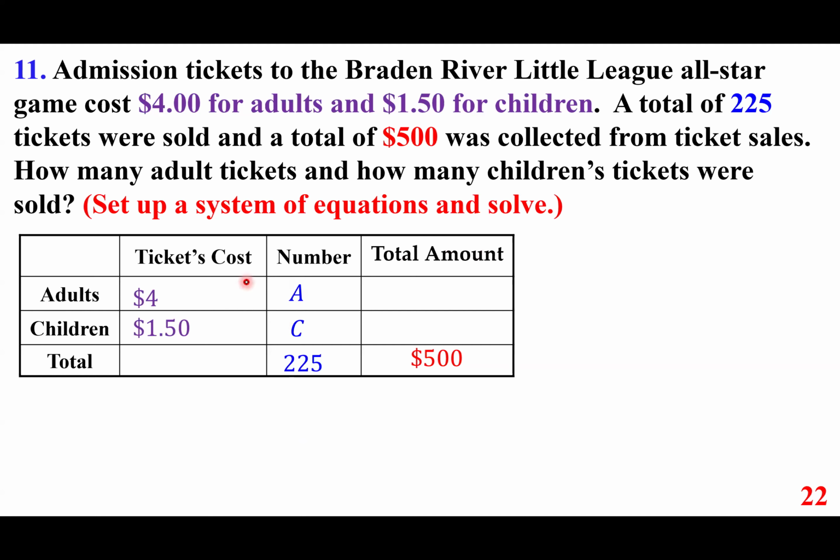for A? Collected from the children, 1.5 times C. This is an equation. This is the total number. So A plus the number of adults, number of children must add up to 225. And for A, 1.5 C, they add up to $500.